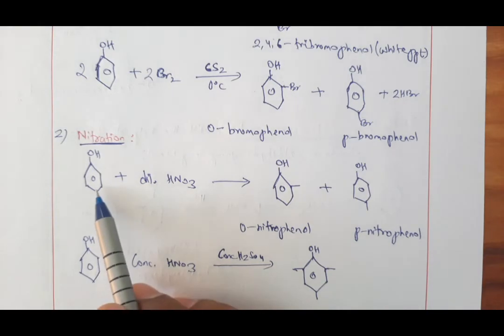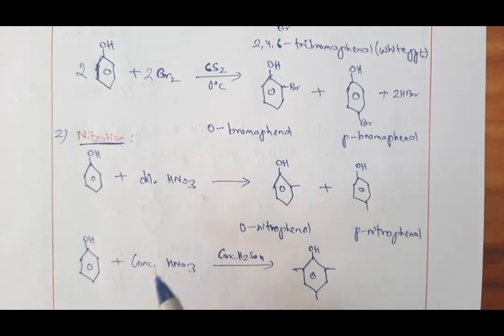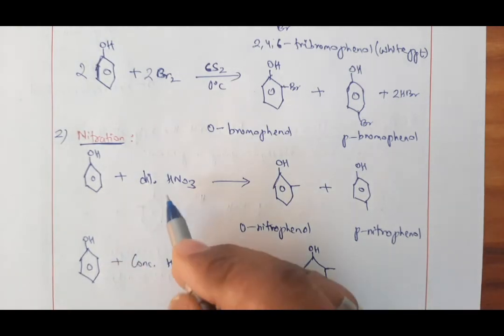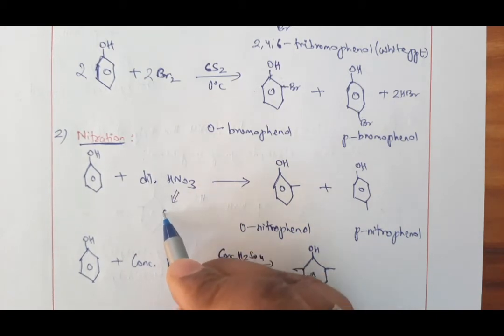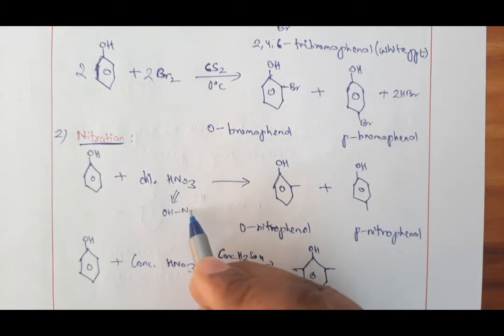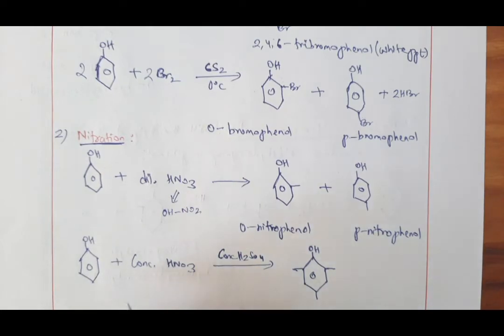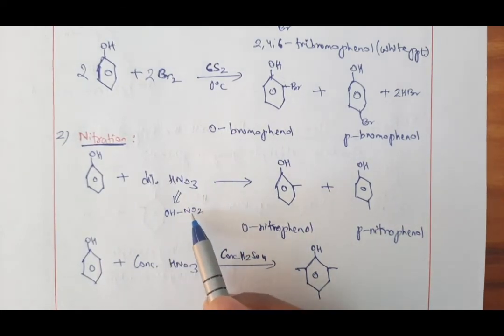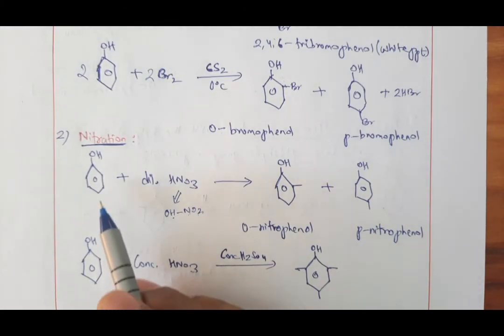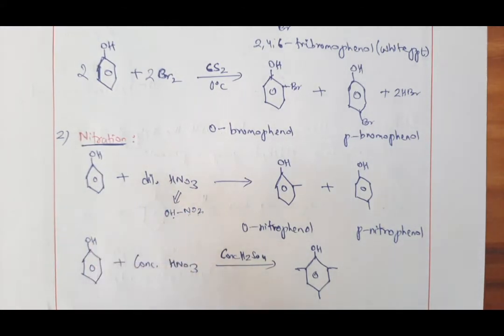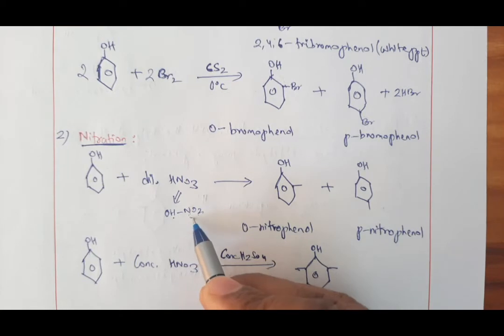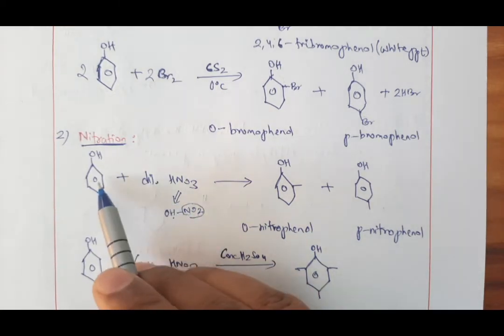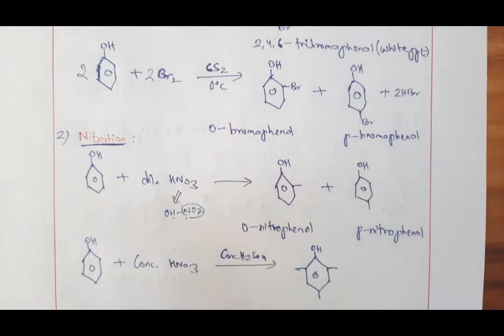Now here in nitration, we are reacting phenol with dilute nitric acid. Whenever we write nitric acid, we write it like this: O NO2. This is how you have to break nitric acid, as HNO3 only. So when you react phenol with dilute nitric acid, the nitro group will enter, and that is called nitration.